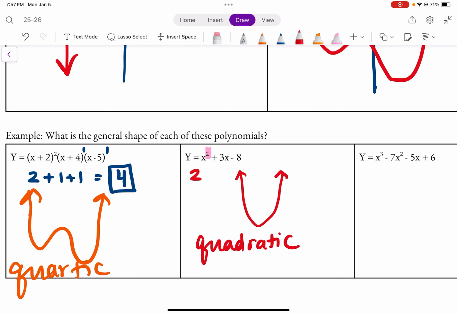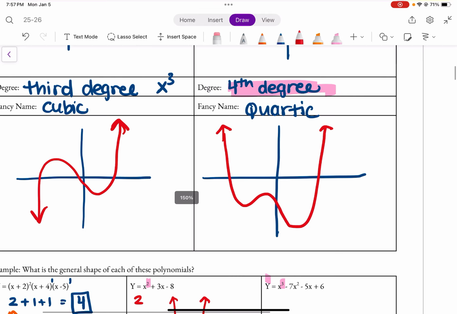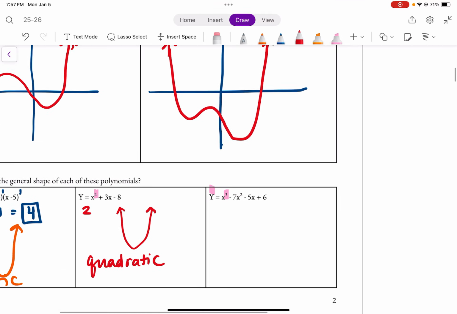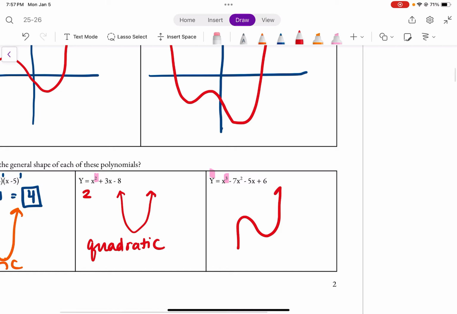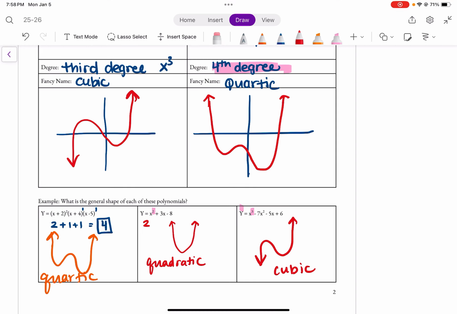And then lastly, right, this has a degree of 3. The highest exponent is 3. Anything that has a degree of 3 is this weird like S-shape, N-shape situation, right? And that's what we call a cubic function. Okay, so again, once you identify the degree, you know what the shape of the graph is going to be.